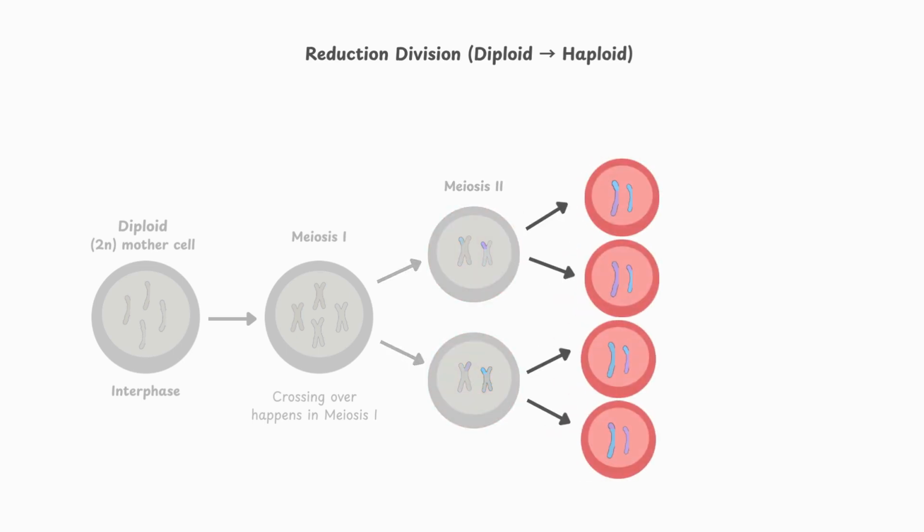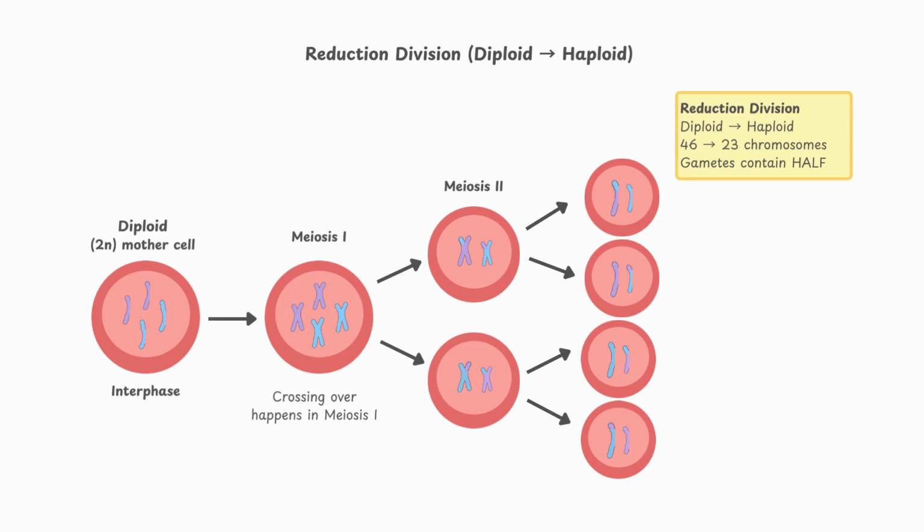Each of these cells is haploid, meaning they contain only 1 set of chromosomes, a total of 23. So, meiosis is called reduction division because it reduces the chromosome number from diploid to haploid, producing 4 genetically different gametes, each with half the original number of chromosomes.